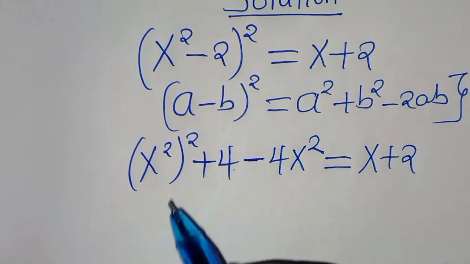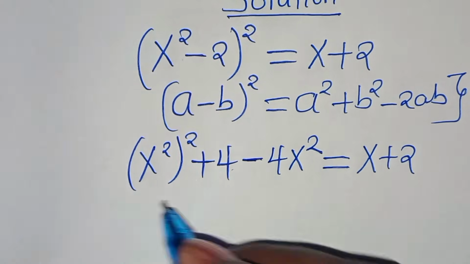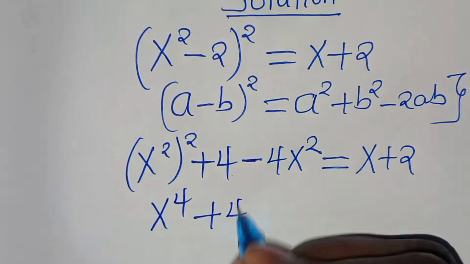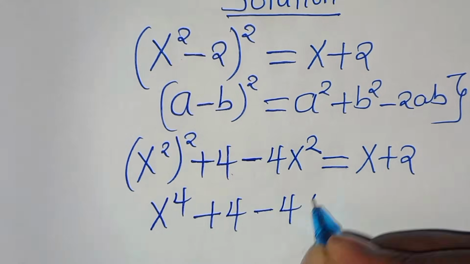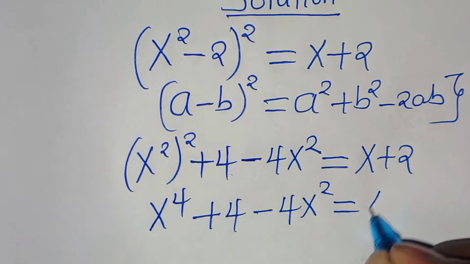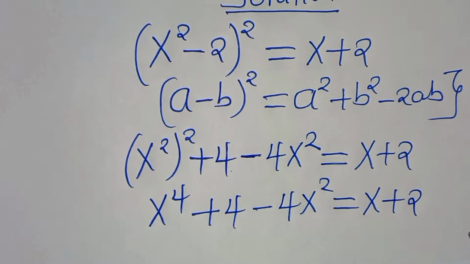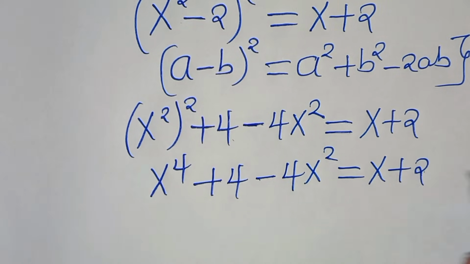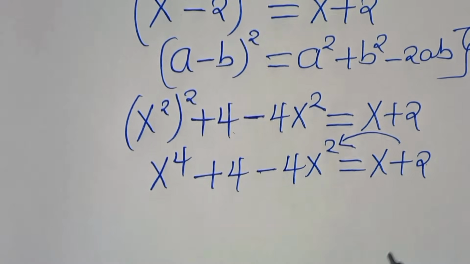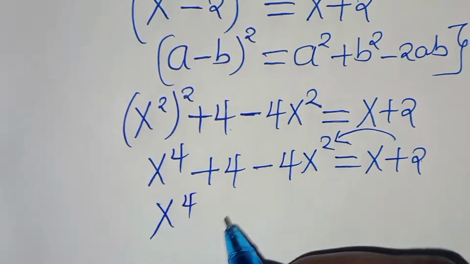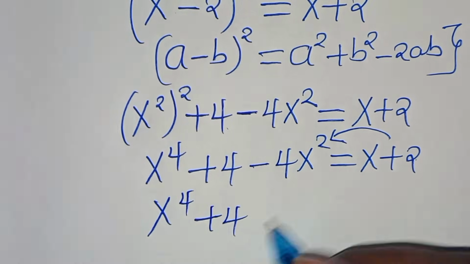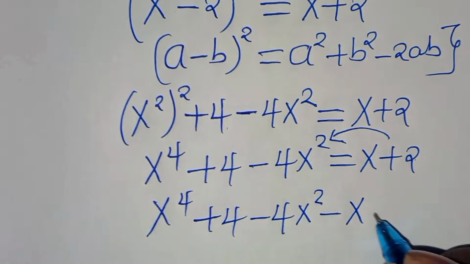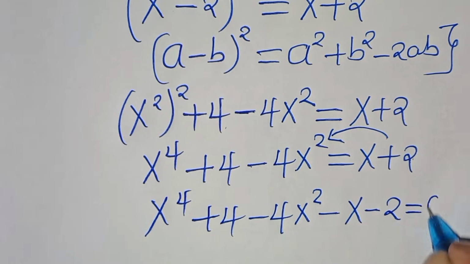The next step is that we have (x²)², which is x⁴, then plus 4, minus 4x², equal to x + 2. Now, the next step is to take x + 2 to the left hand side, so that we have x⁴ + 4 − 4x² − x − 2 = 0.